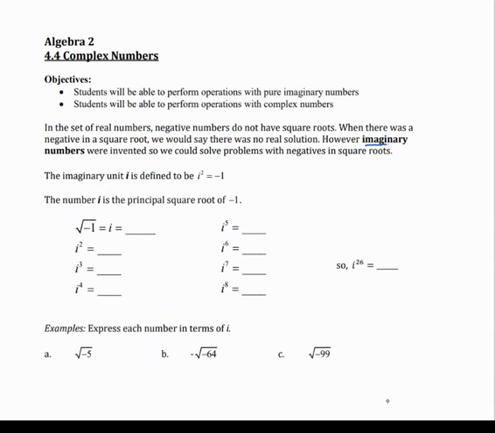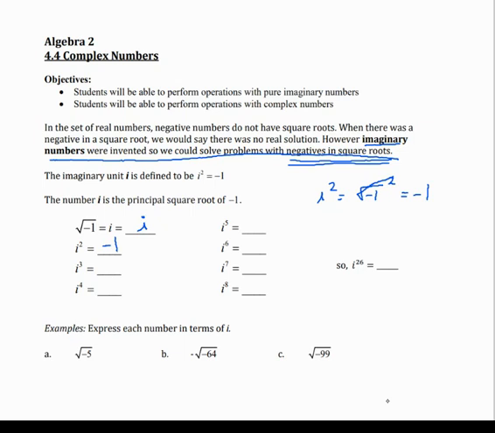An imaginary number was created so that we could solve problems with negative square roots. The square root of -1 is what we call i. Whenever you see an i, you just leave it exactly as i. However, when we have powers of i, we want to simplify that. For example, i squared is the same thing as the square root of -1 squared. i is the square root of -1, and squared means we cancel out the square root, and we're left with -1. So i squared is -1.